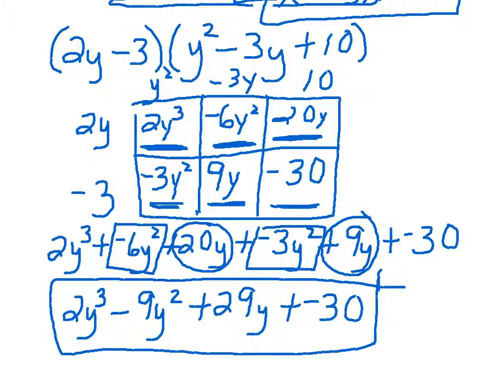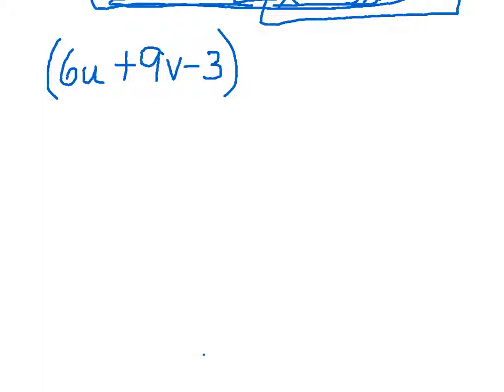Let's try another one. And again, if you feel like this isn't super different than what we just did, I'll encourage you to hit pause on this sucker and try it on your own. And then come back and see if we got the same answer. Alright, so parentheses, 6u plus 9v minus 3. Oh, I know I got 2 letters in there now, huh? That's okay. We'll make this guy a binomial. Let's do 3 minus 2u.